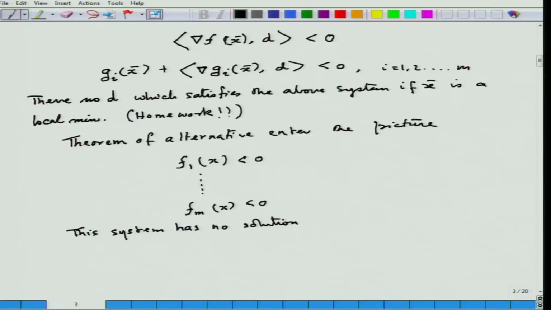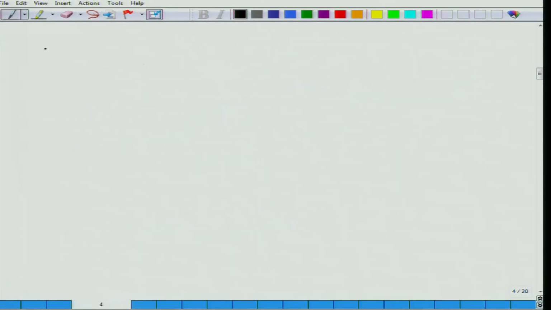and this is precisely what optimality is all about. This is exactly optimality of the point x bar, local optimality. So, we have generalized this into this framework. We will show how this will be applied. Now, this leads to our first theorem of the alternative, which is called Gordon's theorem of the alternative.